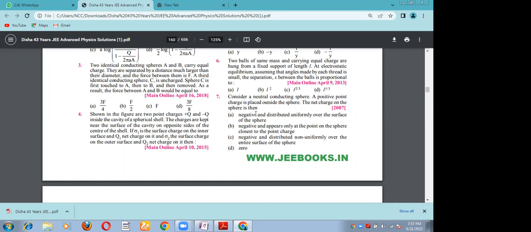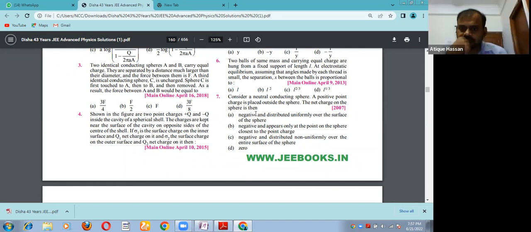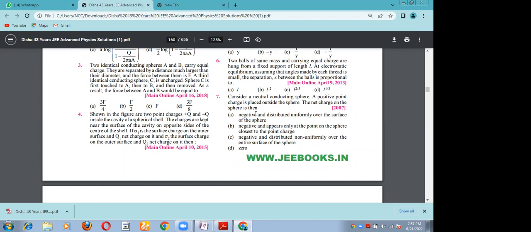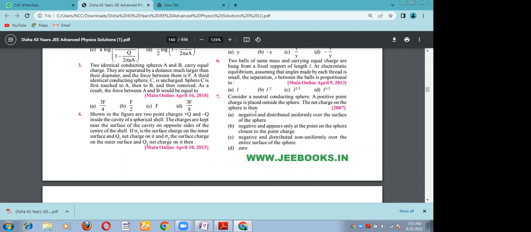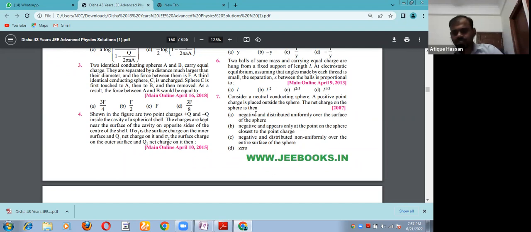What are you getting? Zero. The net charge on the sphere is negative and distributed uniformly over the surface of the sphere, or negative and appears only at the point on the sphere close to the point charge. It is asking about the net charge, so net charge will always be zero, obviously. There will be some positive and negative charge, but if we ask about the net charge, it should be zero.